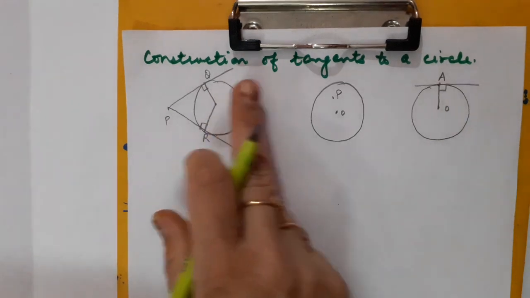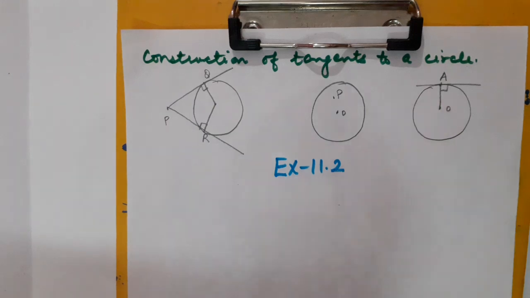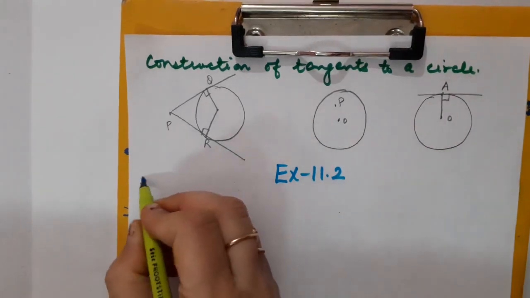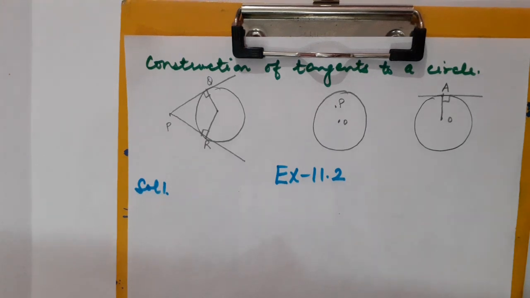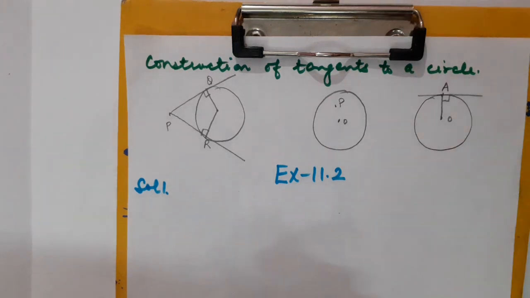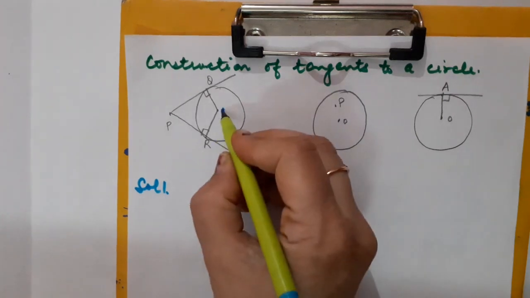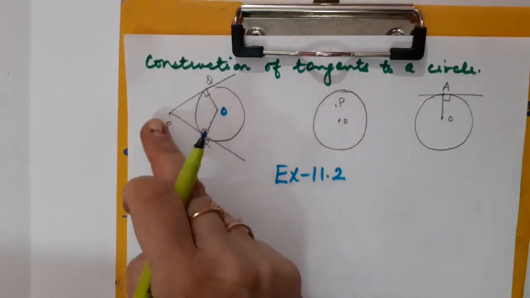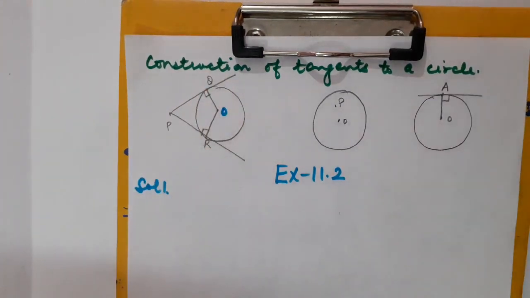Now children, for construction of tangent to a circle, I am going to take the questions from exercise 11.2. What is the statement of question number 1? Please listen to the statement carefully. Draw a circle of radius 6 cm from a point 10 cm away from its center. Construct the pair of tangents to the circle and measure their length. Children, as you know that whenever from an external point two tangents are drawn to the circle, the length of the tangents are always equal. So here we can say that PQ is equal to PR.